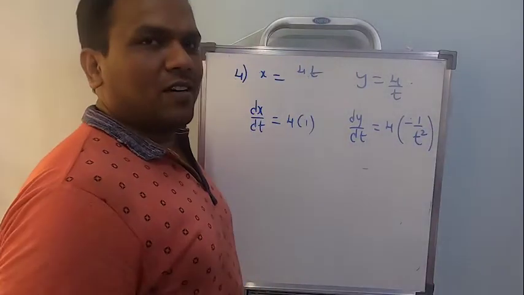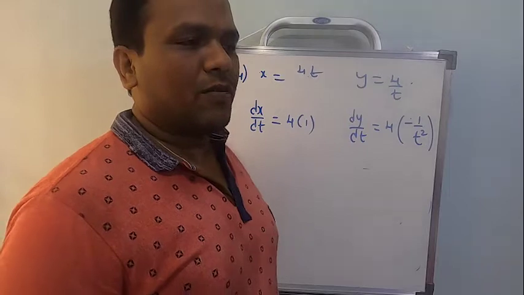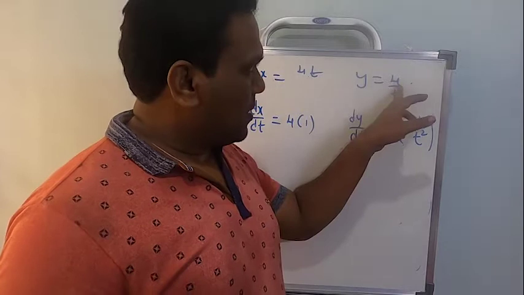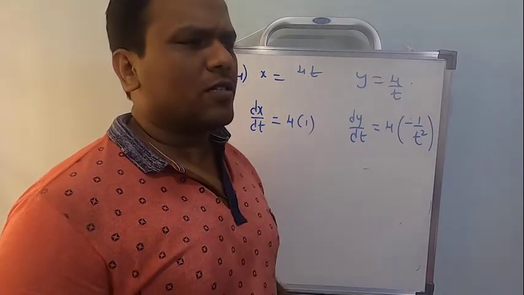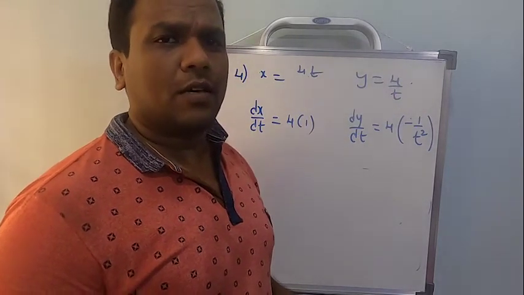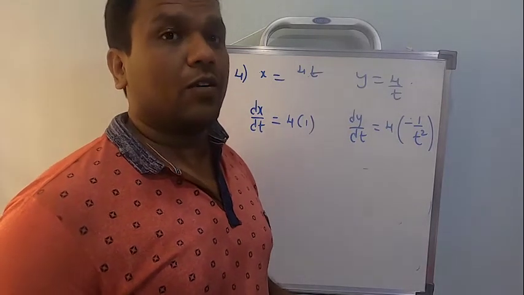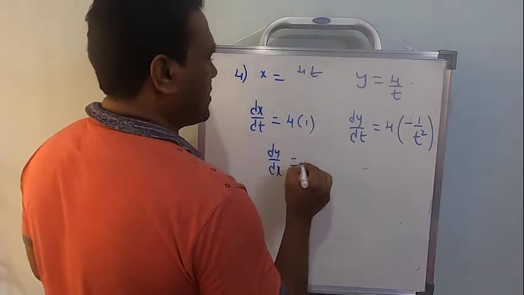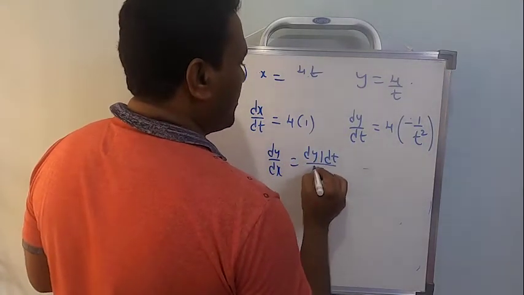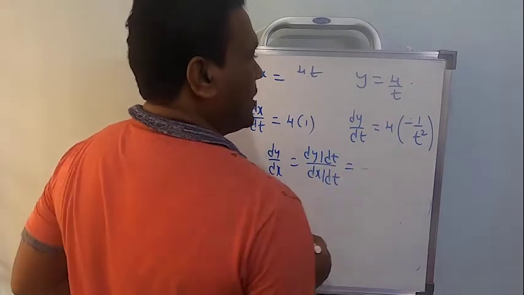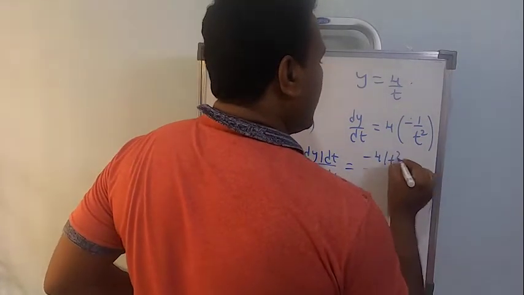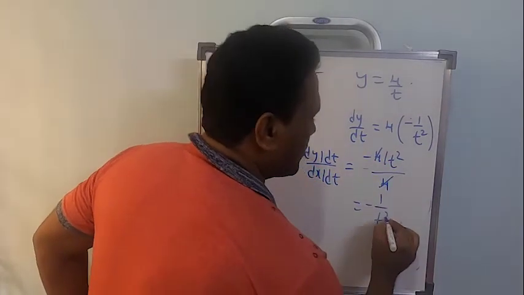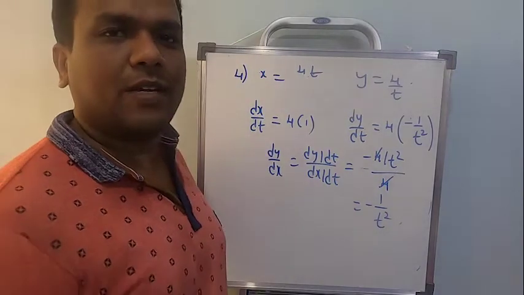square. I told you in the beginning itself, if you don't remember 1 by x as a formula, you have to write this as t power minus 1, differentiate and then simplify. Treat this as a formula. If you have noticed till now, there are many occasions where we use the formula of 1 by x directly instead of converting and then doing differentiation. So let's go for finding dy by dx equal to dy by dt by dx by dt. dy by dt is minus 4 by t square and dx by dt is 4. Eliminate 4. So the remaining answer will be minus 1 by t square.